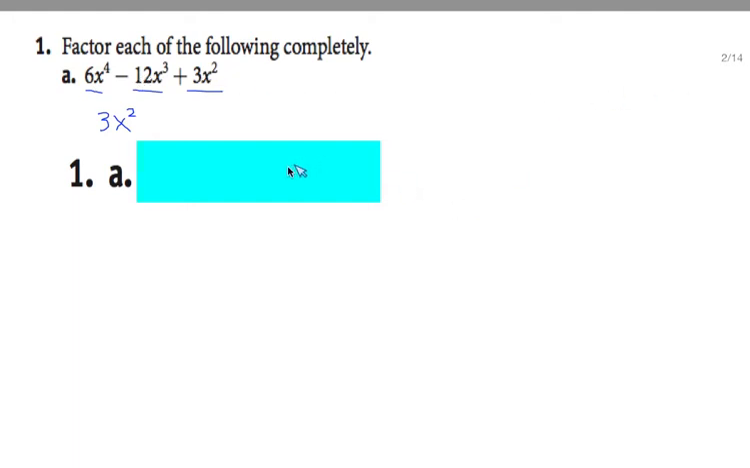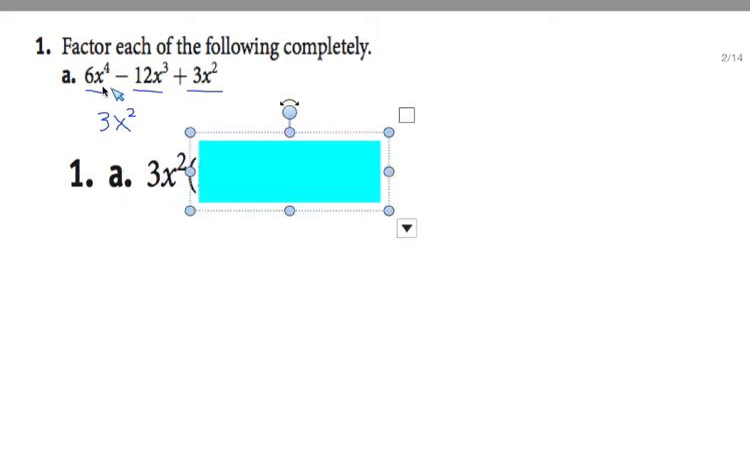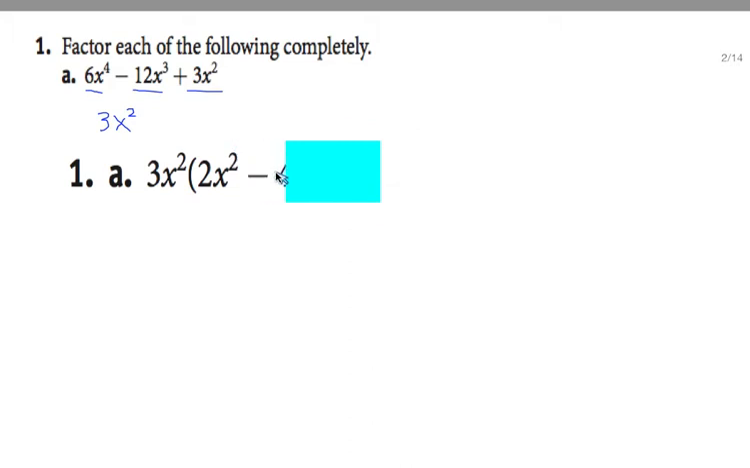Okay, so when we do that, we have 3x^2 on the outside, and then in parentheses we're going to have what's left of everything else. So 6 divided by 3 is going to be 2, and then x^4 divided by x^2 is going to leave you with x^2. Then the negative 12 divided by 3 will give you a minus 4, and then x^3 divided by x^2 is just x.